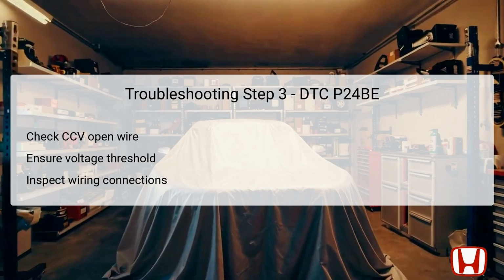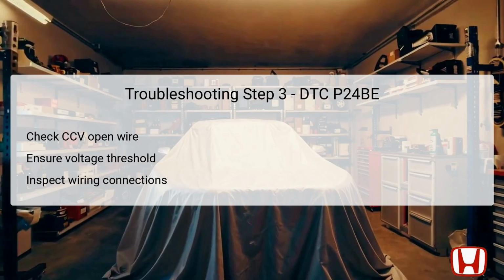Step 3 involves a more detailed inspection of the canister changeover valve, CCV open wire. With the evap leak check module connector, 8P, and the PCM connector A, 50P disconnected, check for continuity across the CCV circuit. The resistance should read less than 1 ohm.